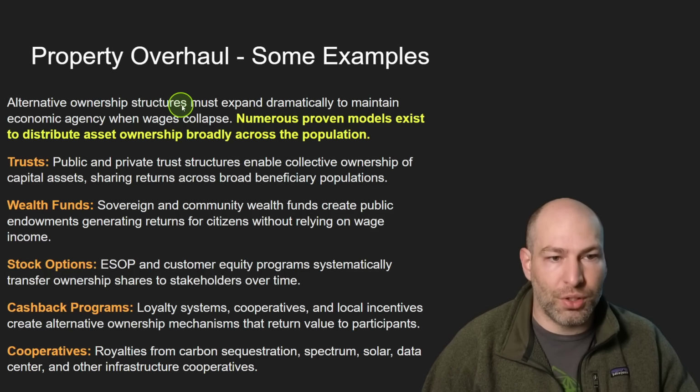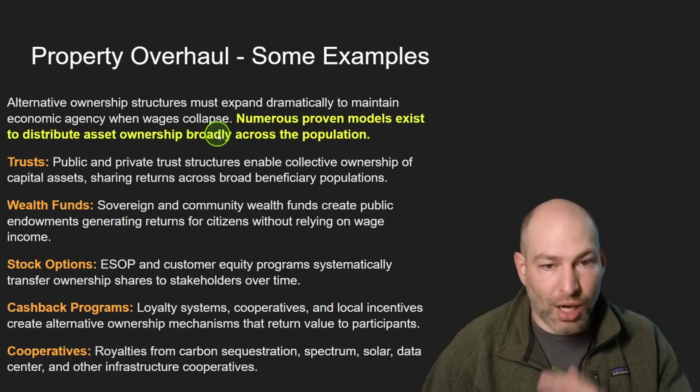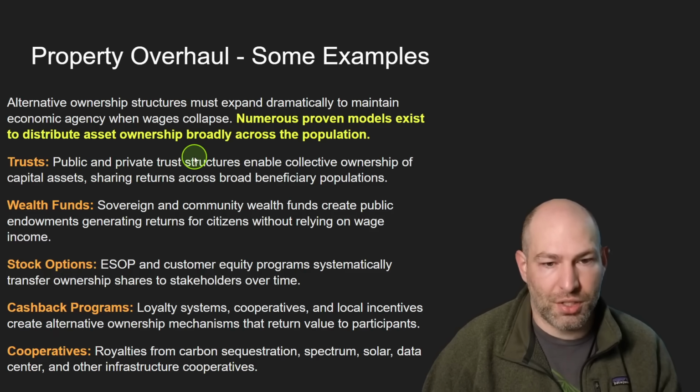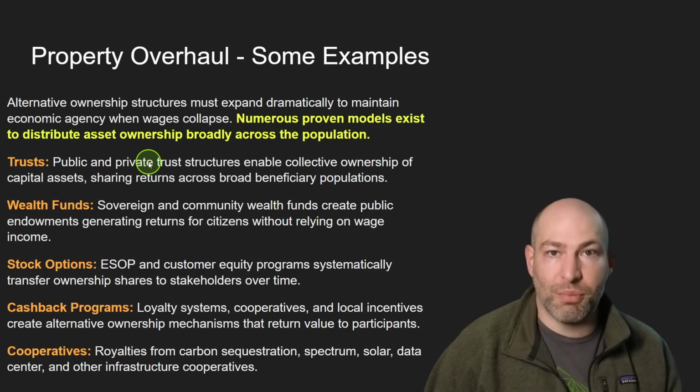So alternative ownership structures must expand dramatically to maintain economic agency when wages collapse. That's the entire point of post-labor economics. Numerous proven models exist to distribute asset ownership broadly across the population. Number one is trusts. Public and private trust structures enable collective ownership of capital assets, sharing returns across broad beneficiary populations. Now, some trusts you need to buy into, some you don't.